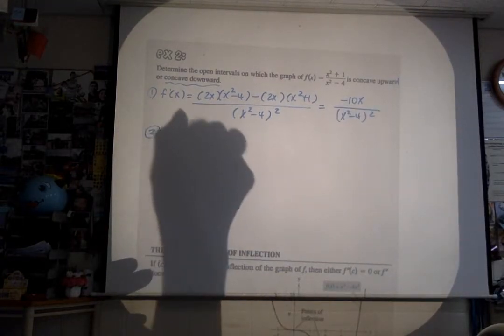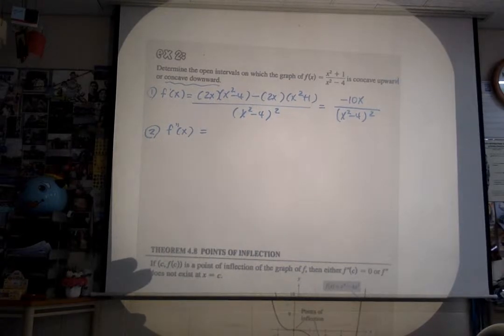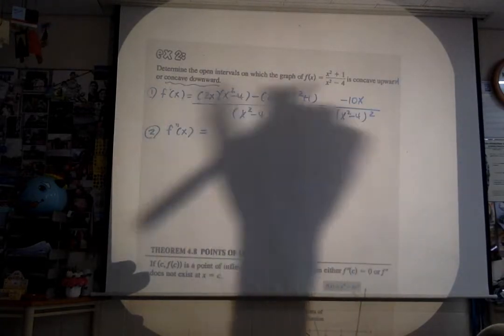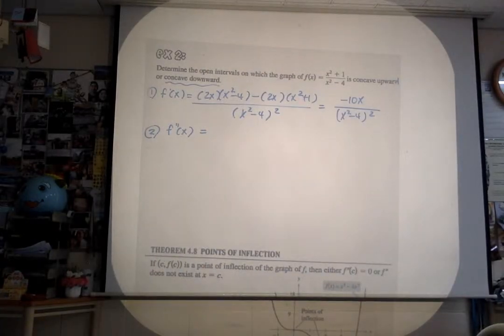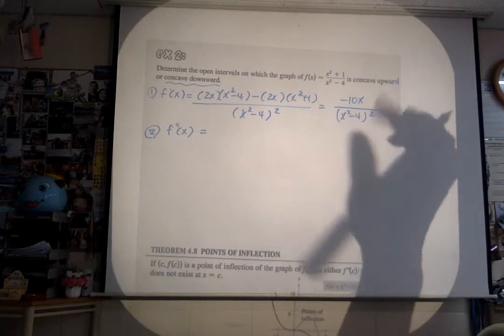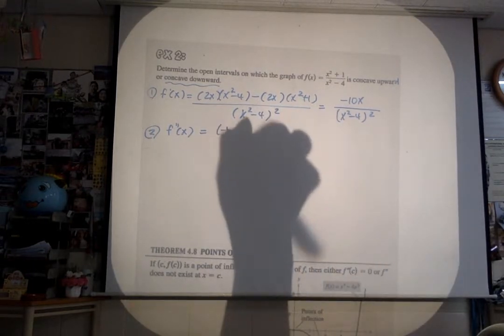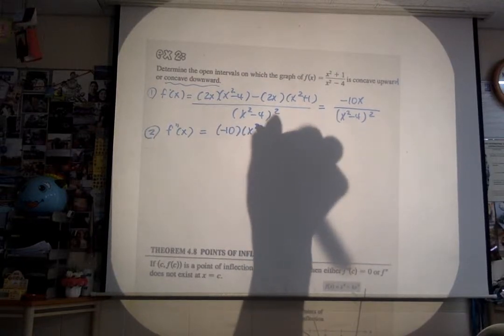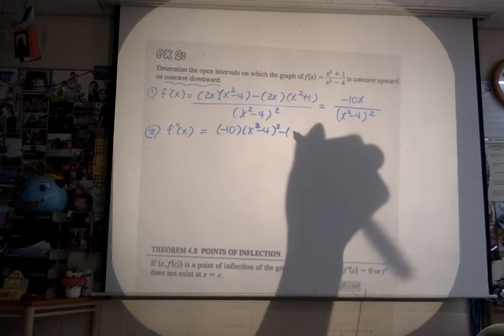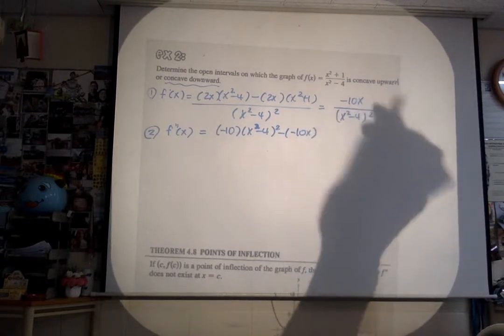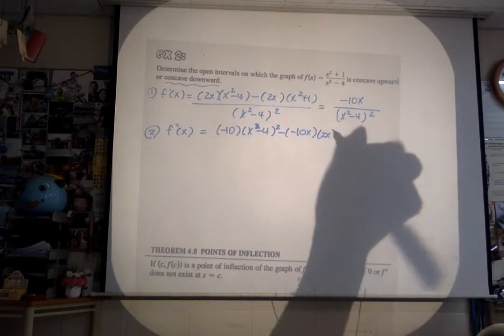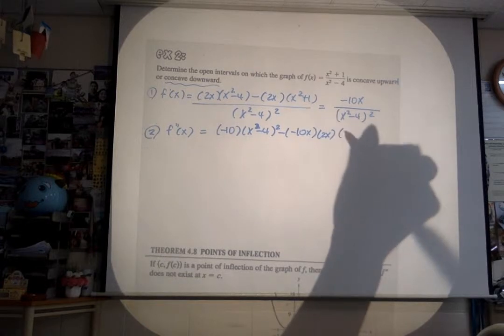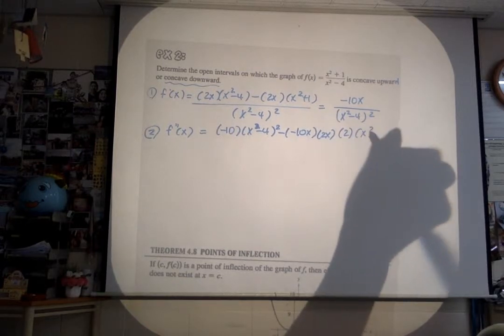Here's my second thing: the second derivative. You can see from here that we're going to have to apply the quotient rule again, using this. So I get negative 10 times (x squared minus 4) squared, minus negative 10x, and don't forget the chain rule here: 2 times (x squared minus 4) times 2x.